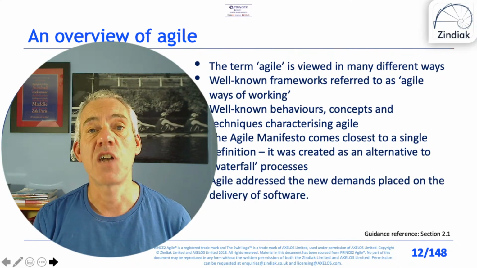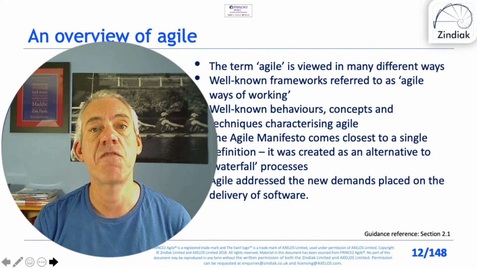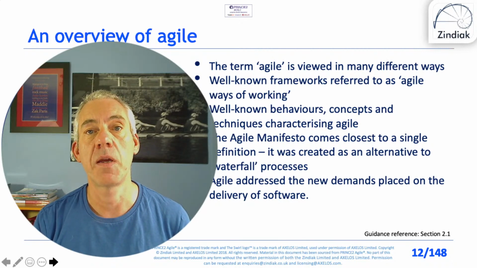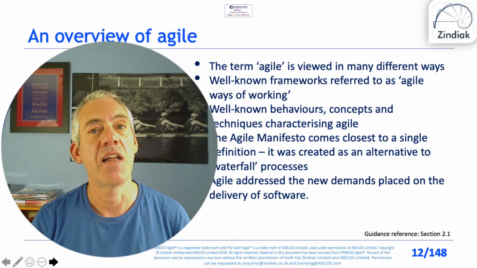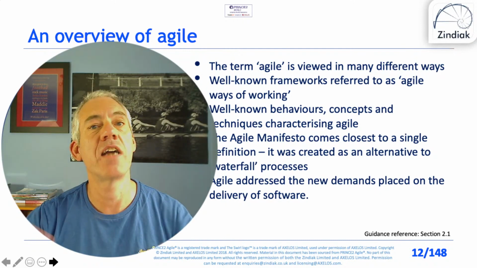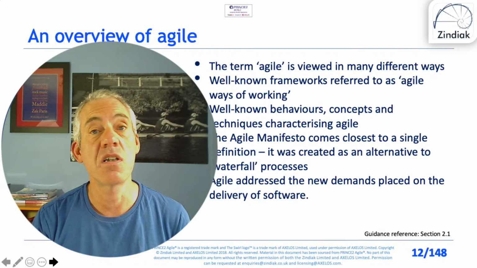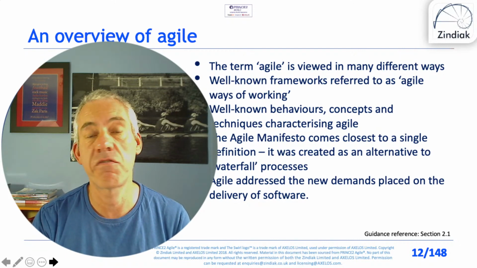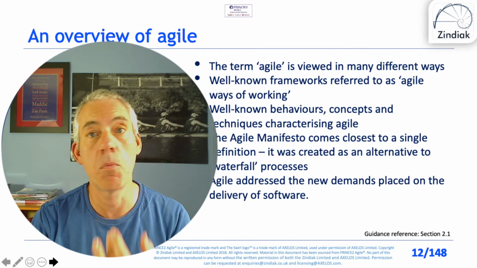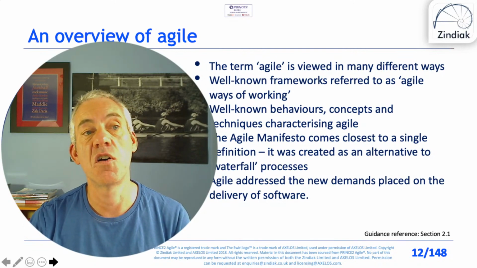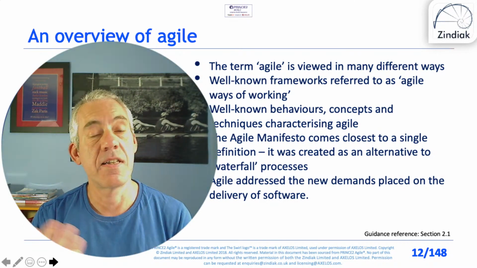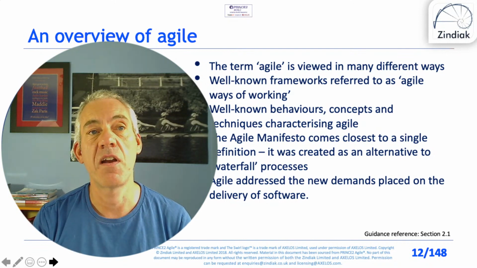So an overview of Agile. Agile means different things to different people. So rather like heavy metal, it covers a variety of different things. Certainly we can all name Agile frameworks and methodologies: Scrum, definitely, Kanban, Lean Startup, DSDM. There's lots of Agile methodologies.